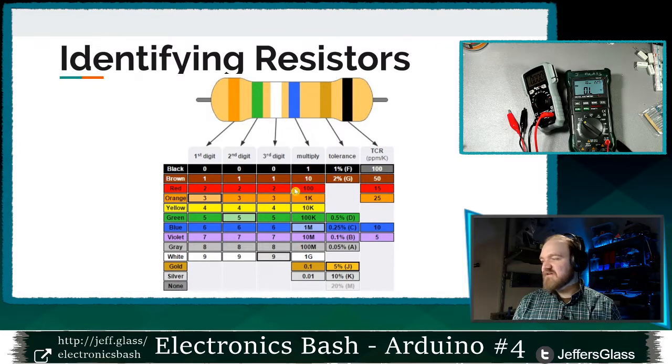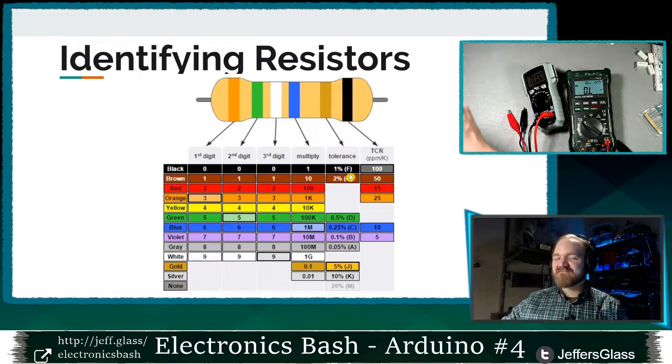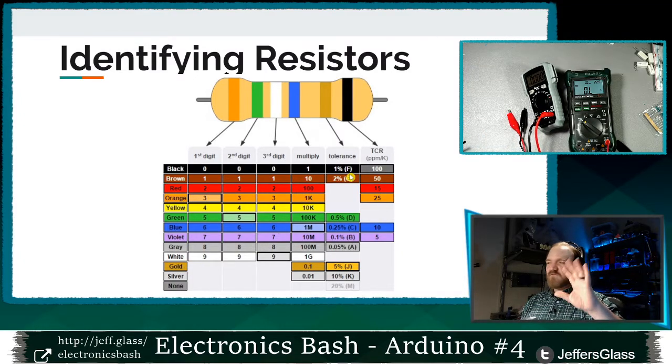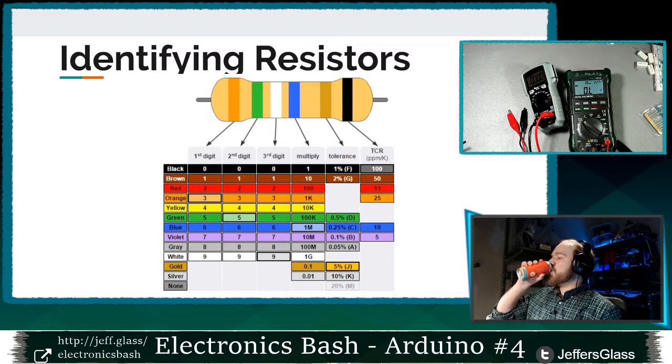So I'm going to guess what you have is a red, red, black, black, brown. You have a 220 ohm, 2% tolerance resistor. That's a good guess. If you have a multimeter handy, Megan, you should measure it and let us know if we got that right. But that's from context clues what I think is happening.